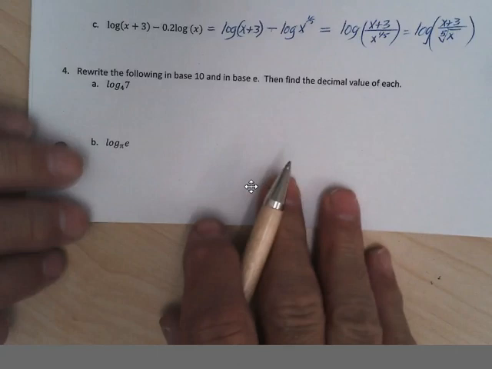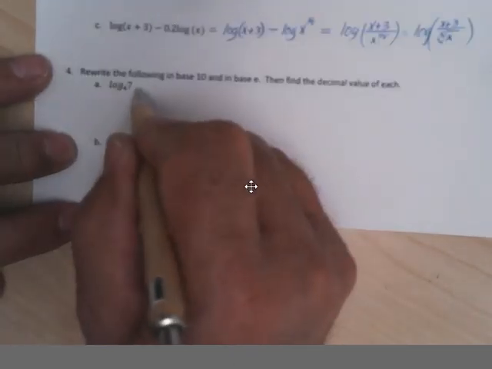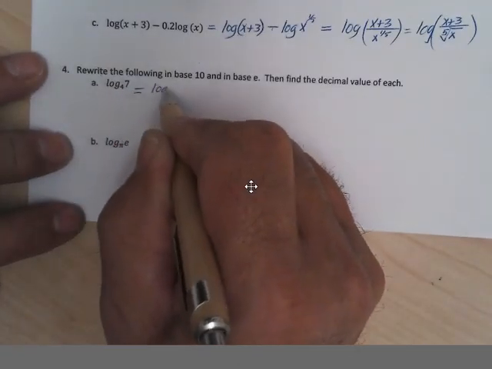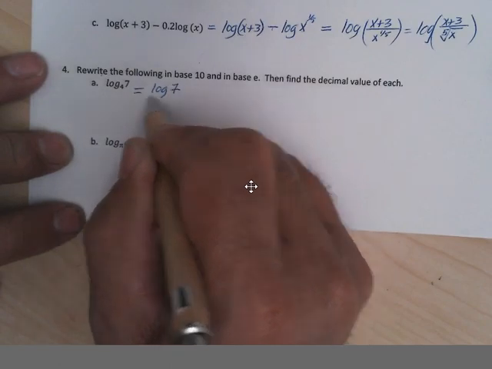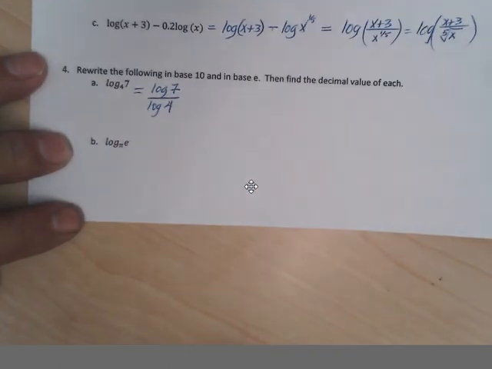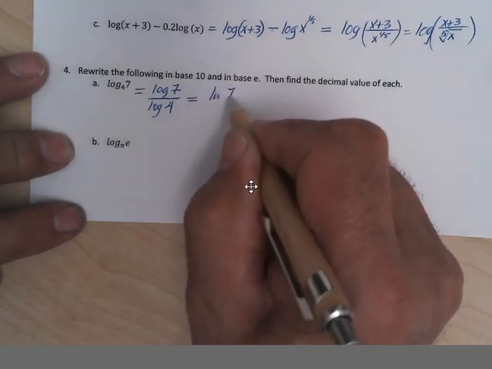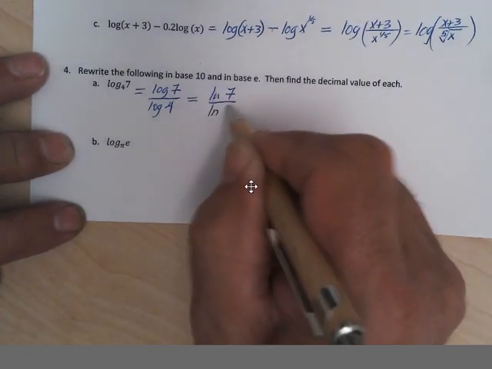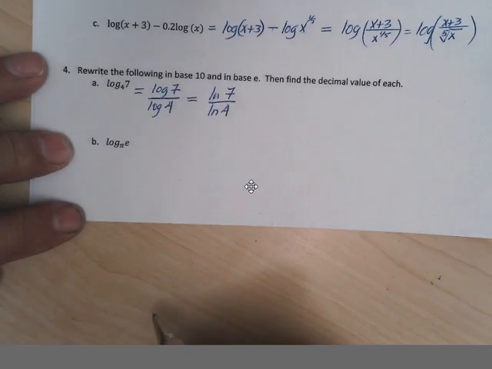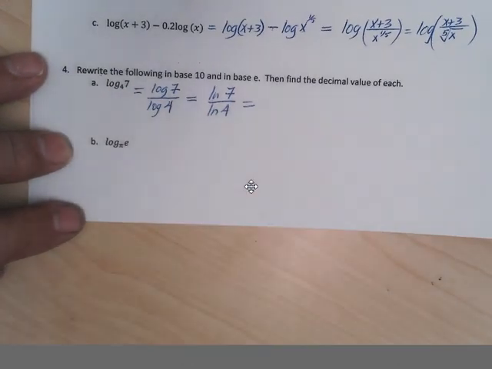And here, rewrite this in base 10, so this would be log, which is in base 10, of 7 over log in base 10 of 4. Or you can rewrite it in base e, which would be ln of 7 over ln of 4. And then find the decimal value, and you could do either one of these on the calculator.